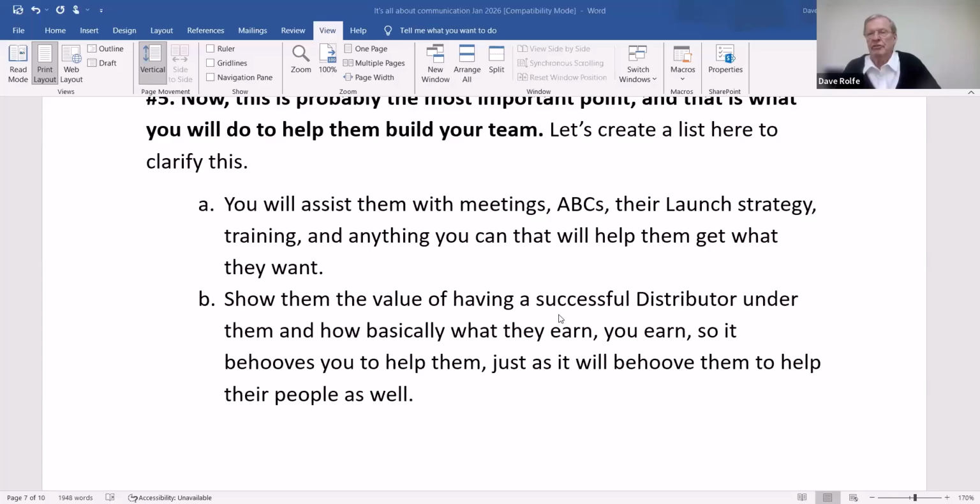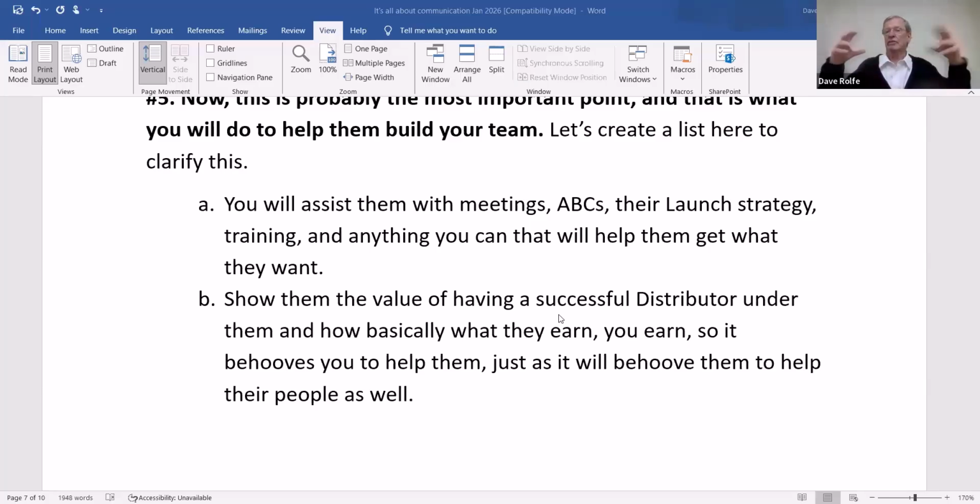Put that in front of their face and say, listen, Job, if I get you to diamond and you're doing 100,000 points a month and you're making yourself six, seven, $8,000 a month, guess what I'm making? Six, seven, $8,000 a month. So it behooves me. I wrote it right here. So it behooves you to help them, just as it will behoove them to help their people as well.